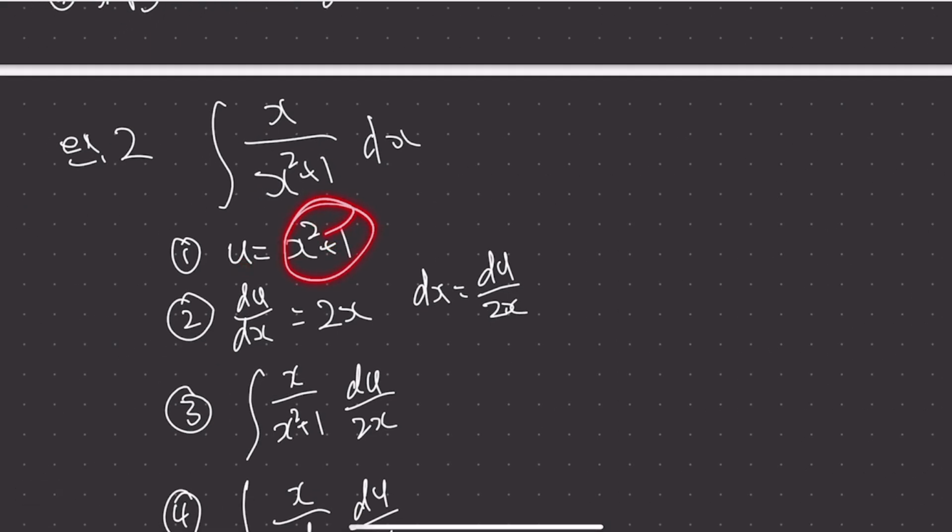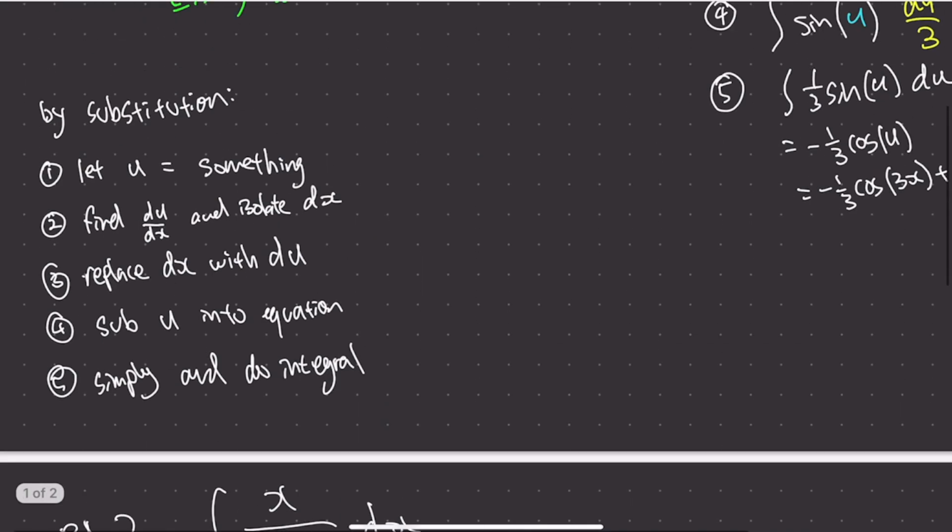Again, how do I know this is x squared plus 1? I'll tell you later, okay? But this is the hardest part. Basically, thinking of what to substitute is the hardest part of u-sub integration, okay? So then step number 2, find du over dx and isolate dx, right?